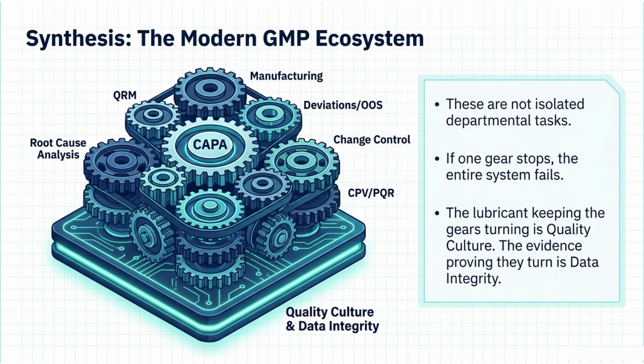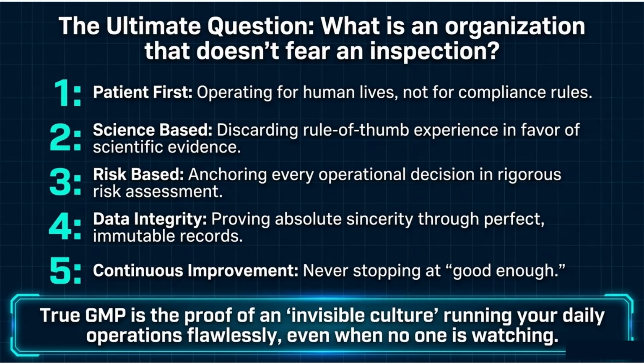Slide 14. Synthesis, the modern GMP ecosystem. To summarize, modern GMP is a highly interconnected ecosystem. Elements like risk management, QRM, manufacturing, deviations, change control, and CAPA are not isolated departmental tasks. They are interlocking gears. If one gear stops, the entire system fails. The essential lubricant keeping these gears turning smoothly is quality culture, and the solid evidence proving they are turning is data integrity.